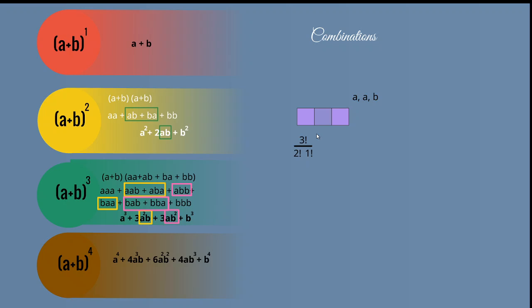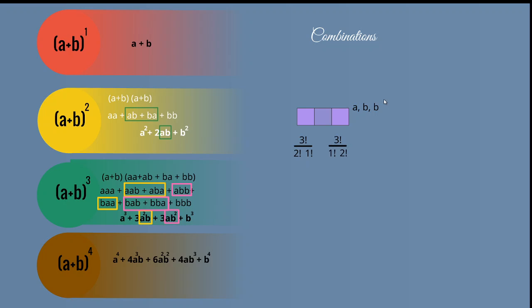But just for uniformity's sake, I am writing it like this. So 3 factorial divided by 2 factorial because 2 A's are there, and 1 factorial because only one B is there. Suppose I'm taking that away, I'm giving you a new set of letters A, B and B. 2 B's and 1 A. What will be the answer?